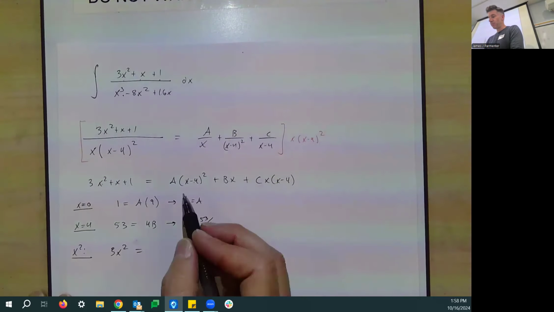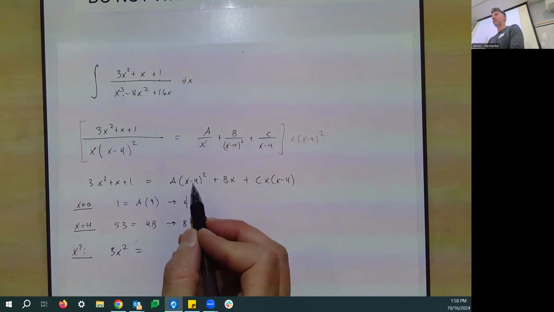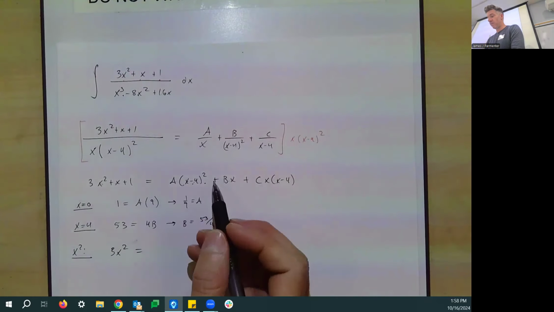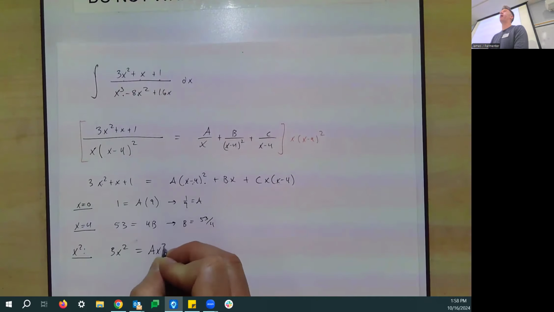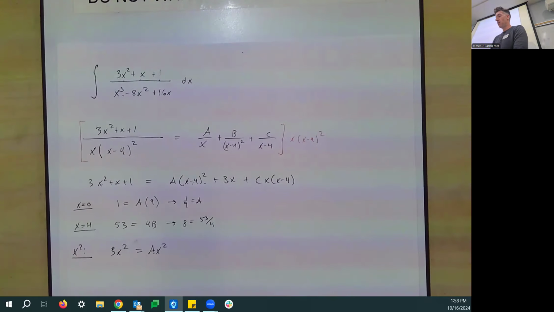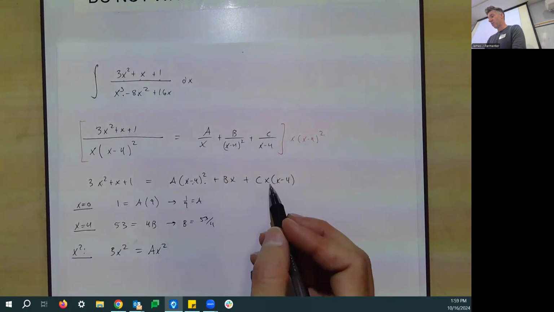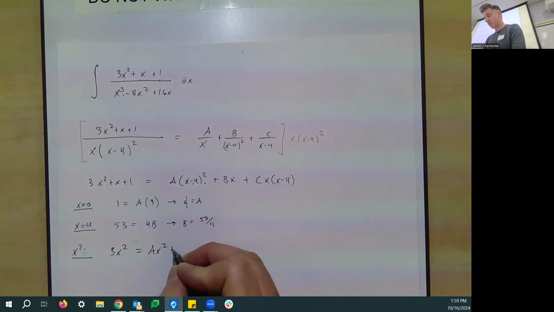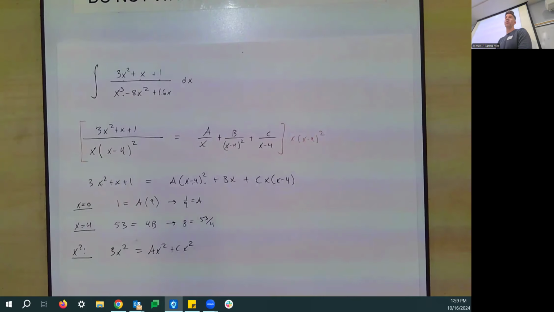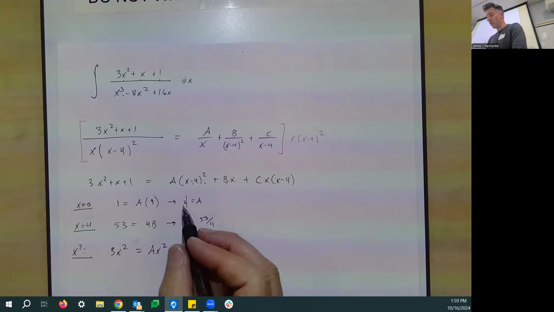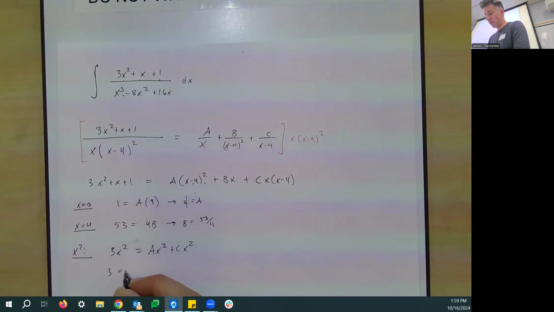So looking at this, it would have been x squared minus 8x plus 16. And then a times that would give me an a times x squared and other powers of x I don't care about right now. b times x doesn't have any x squareds. If I multiply this out, this is x squared minus 4x. So I get c times x squared plus other things I don't care about. a is 1/16. So 3 equals 1/16 plus c. So 3 minus 1/16, which is 47/16, is equal to c.